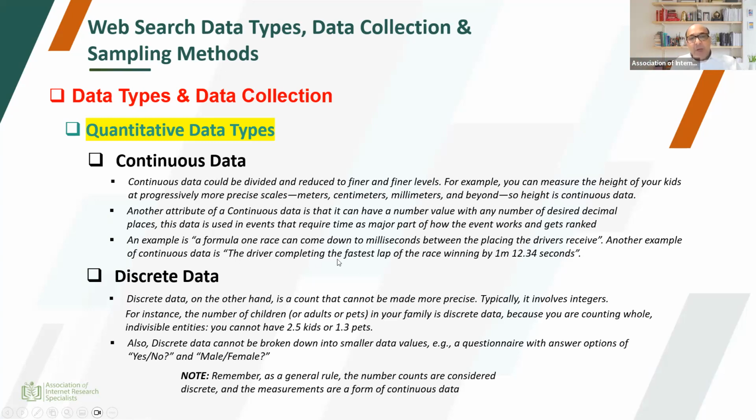The driver completing the fastest lap of the race, winning by 1 meter in 12.34 seconds. So it is binary data, which means it has two variables. One is in meters, which is the distance, and the other one is the seconds, or the timer that is required. So it is dichotomous also, or binary. By dichotomous, it means it has two values. It has the distance and then it has the seconds.